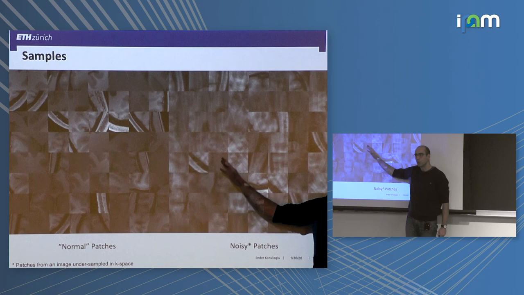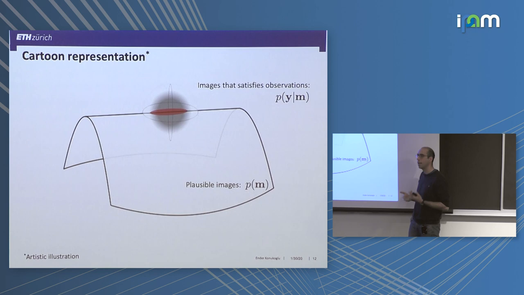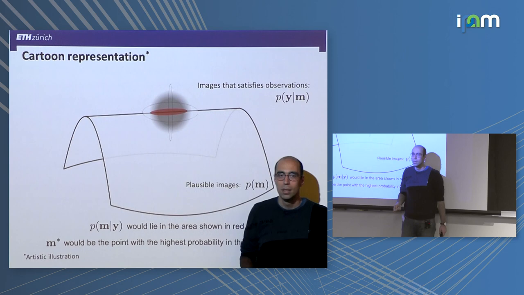What we're interested in with Bayesian inference is basically the characterization of this red area here, the intersection between the prior and the observation models. Specifically, you can also talk about the MAP inference, which is basically the mode of the distribution, which would lie somewhere here in the red area that has the highest degree of satisfying both the observations and the prior.